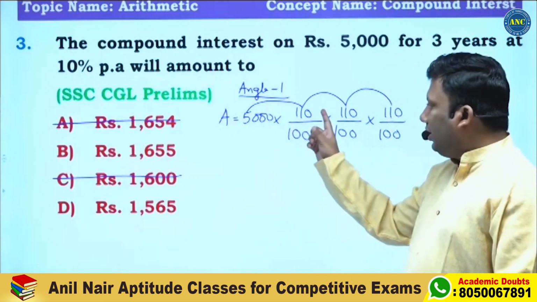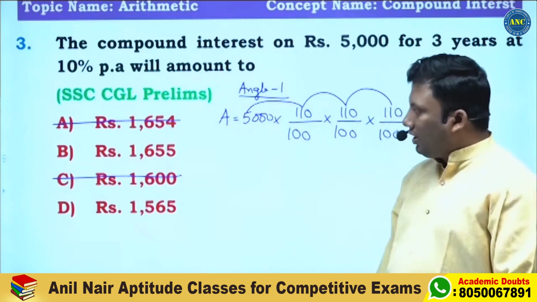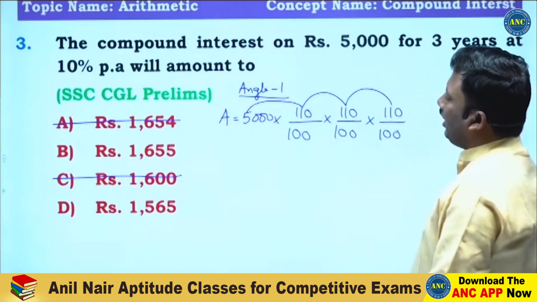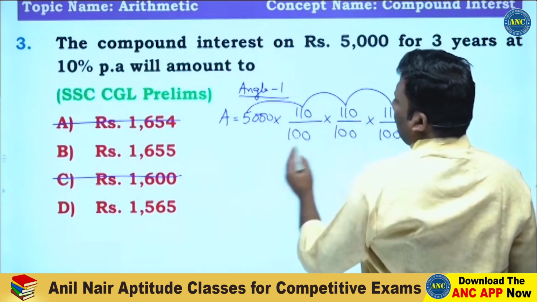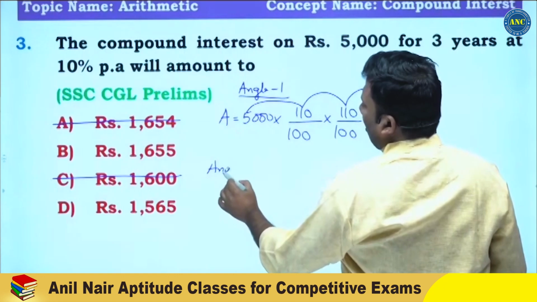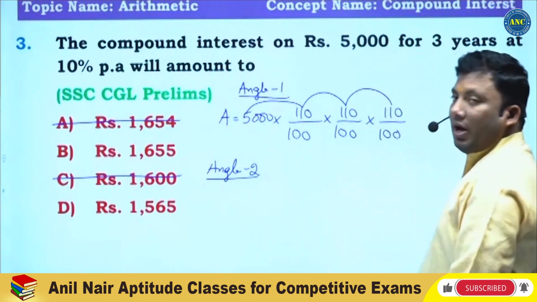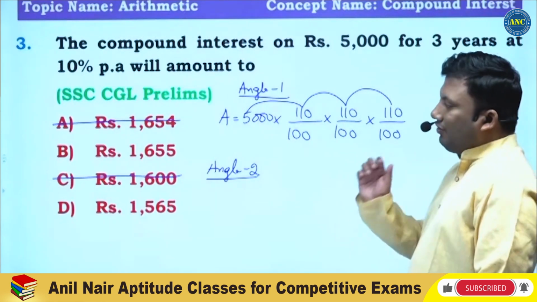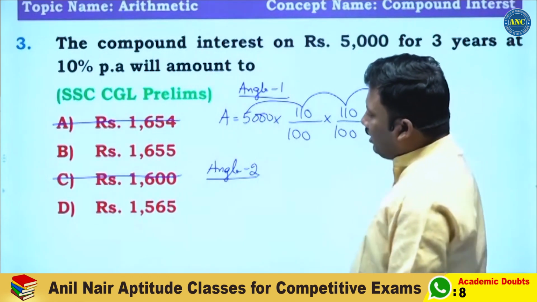So 5,000 into 110 into 110 into 110. With this angle 1, two options I eliminated. Now angle 2. Now if you see here, are these exact answer options or a digital sum answer?